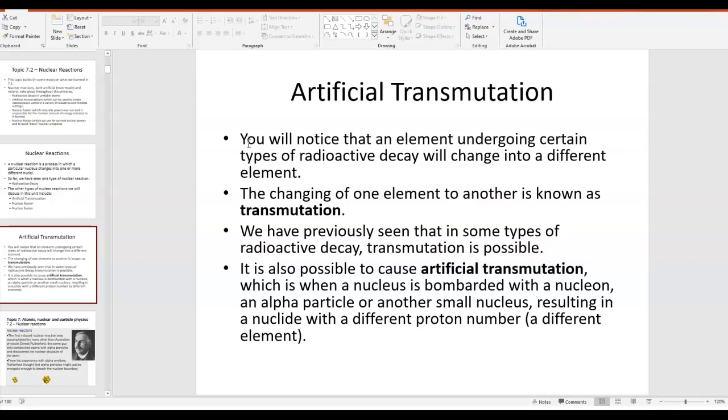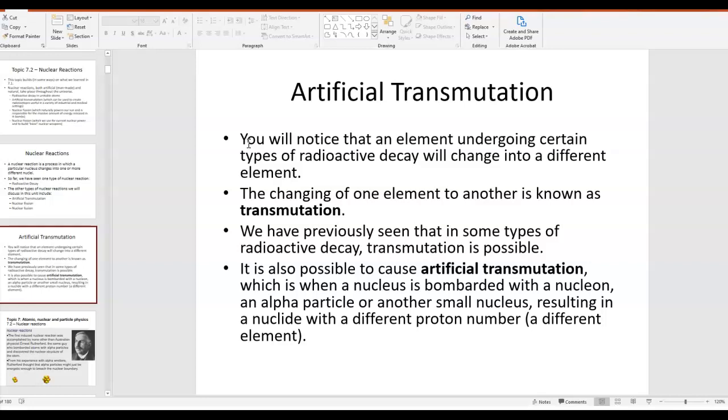We've seen that before in radioactive decay. For example, you have one atom, one type of element, and it undergoes, let's say, alpha decay, and then you end up with a completely different atom on the other side of the equation. That is an example of transmutation. Artificial transmutation happens when we as humans artificially cause transmutation to happen.